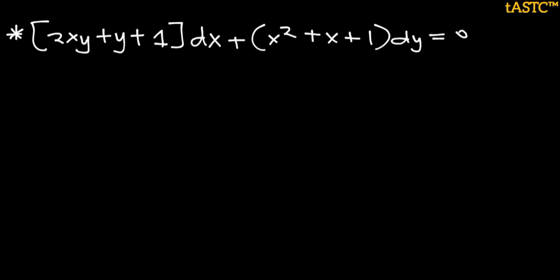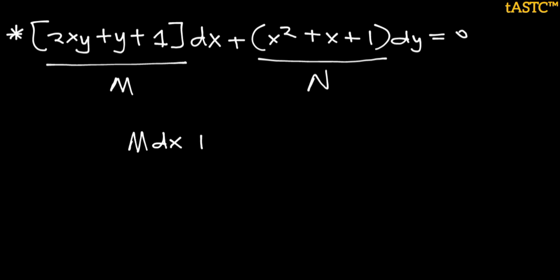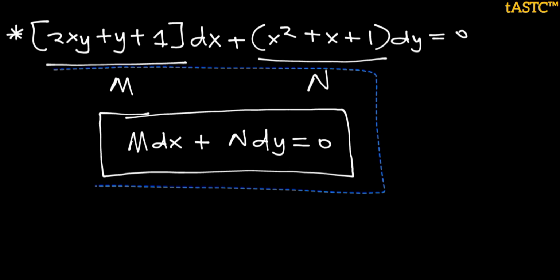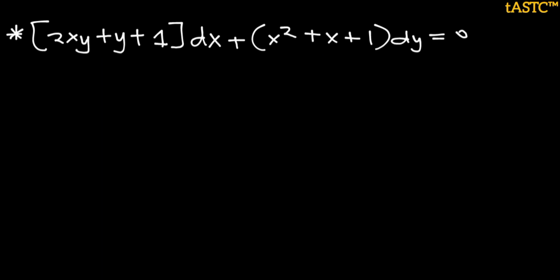And the first thing you need to do, you need to make this stuff as an m. And this is going to be an n. Remember, we had m dx plus n dy equal to 0 as the original form. This is what we had originally. This is an exact differential equation. So in that case, we're going to see that m is equal to 2xy plus a y plus a 1.